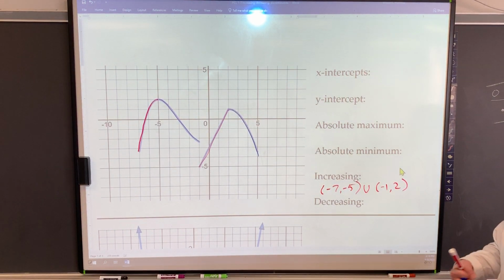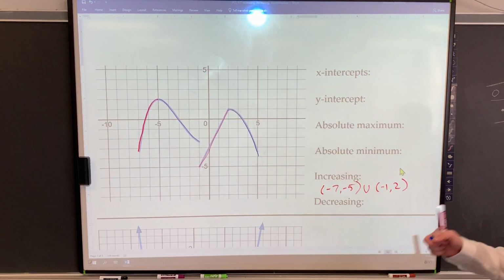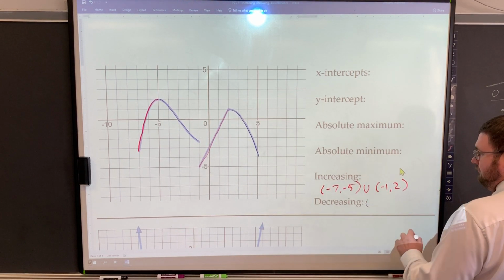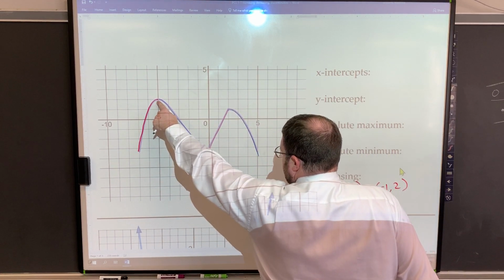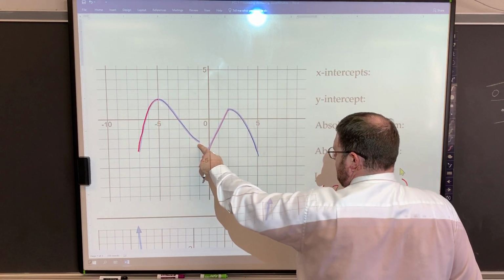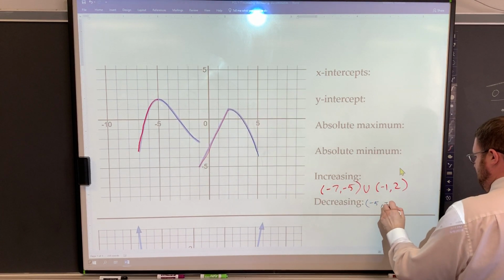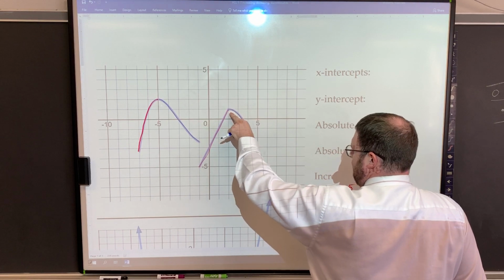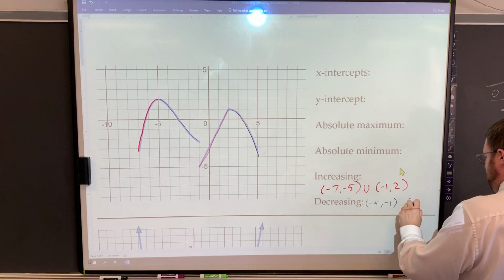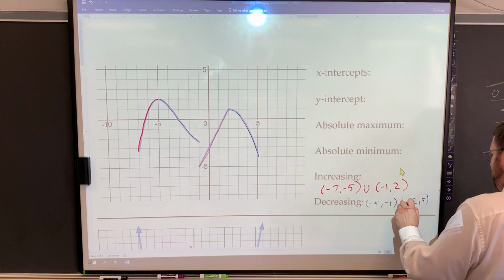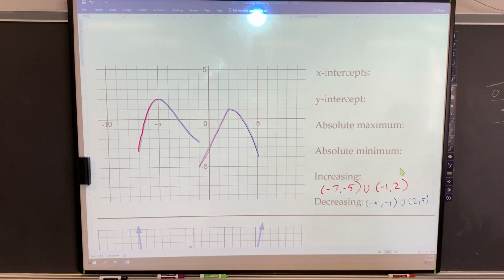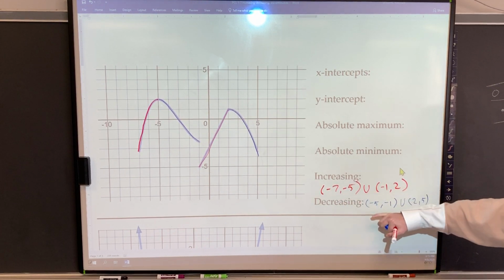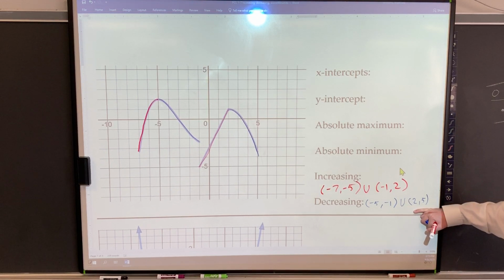The blue parts are the decreasing parts, where from left to right it is going downward. So we are going to write that domain as well in interval notation. We start at an x value of -5, and we decrease to right here, the x value of -1, so -5 to -1. We also decrease on this blue chunk from an x value of 2 to an x value of 5. And again, we are going to put those together with the union symbol. So this is the domain across which the graph is increasing and the domain across which the graph is decreasing.